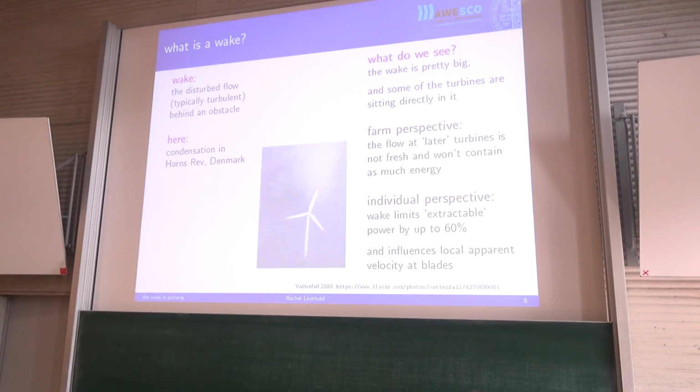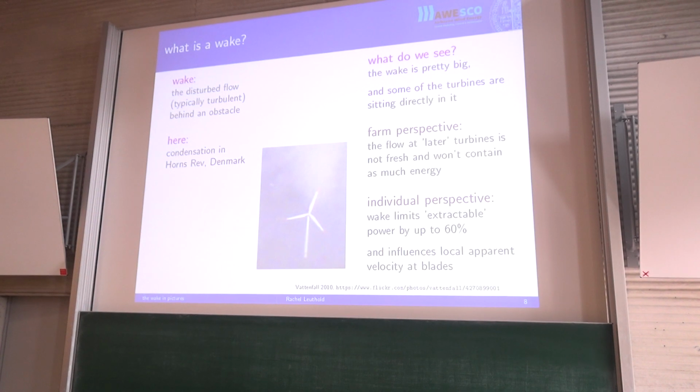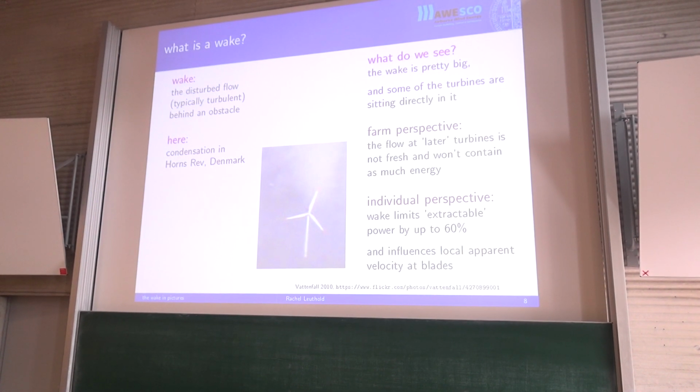But what happens to the individual wind turbine? One thing that you're going to see next week is the argument that the wake really limits the amount of power that a wind turbine can harvest, just an individual, by up to about 60%. This number you'll find next week, anyway. And otherwise, it also influences the apparent velocity that shows up at the blades themselves. So clearly, this wake could have a pretty big impact on the behavior of our system, and we really want to know what it's doing, how to model it, and so on.